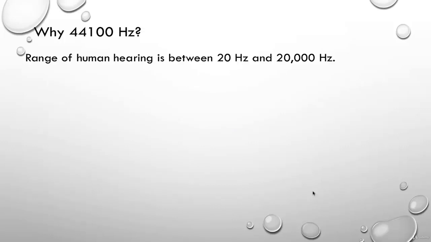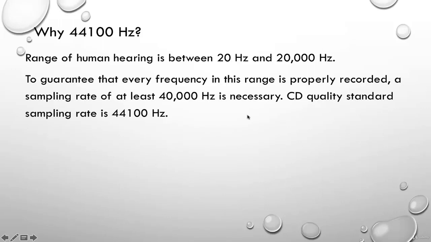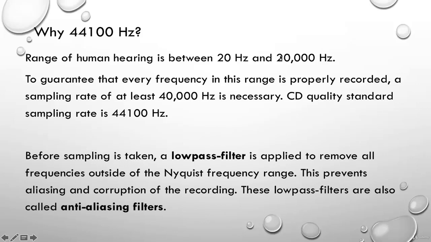Okay, so why 44,100? It turns out that human hearing is between 20 and 20,000 Hertz. That means that to adequately sample all of those frequencies, we need to sample at least 40,000, because 40,000 divided by 2 is 20,000. That's why CD quality is around 40,000, and exactly 44,100, because we need the ability to record all frequencies up to 20,000. So that's why we have that number.